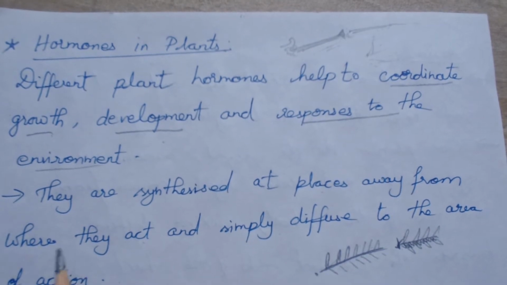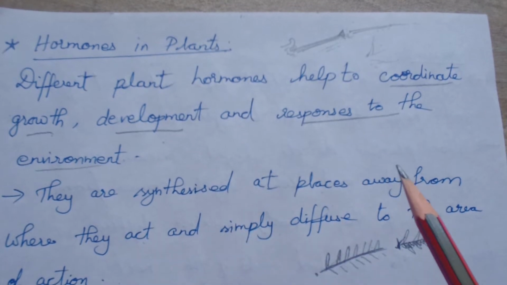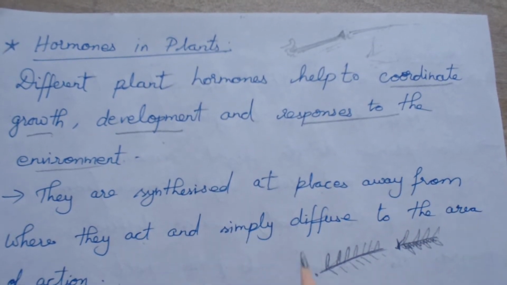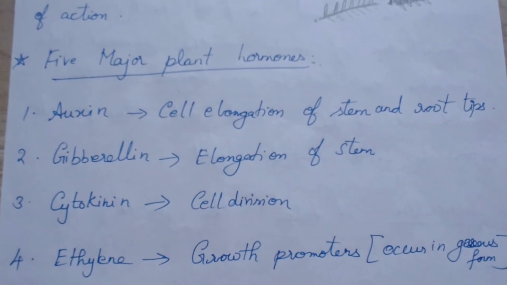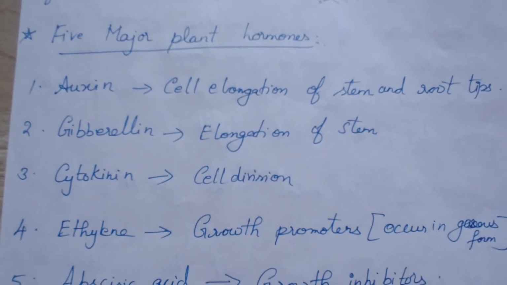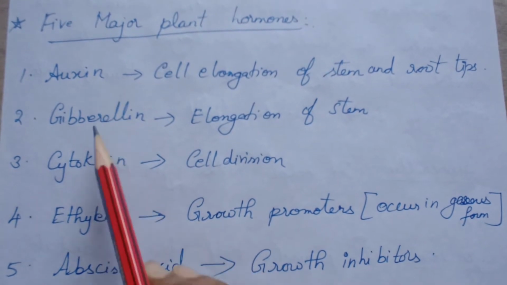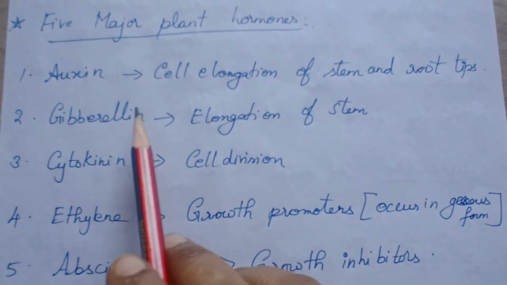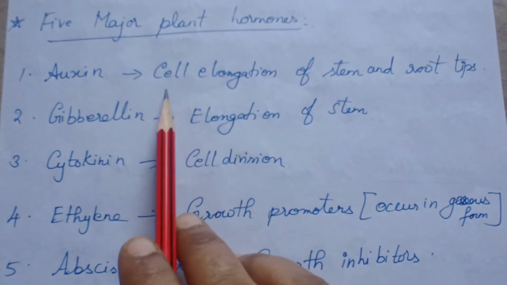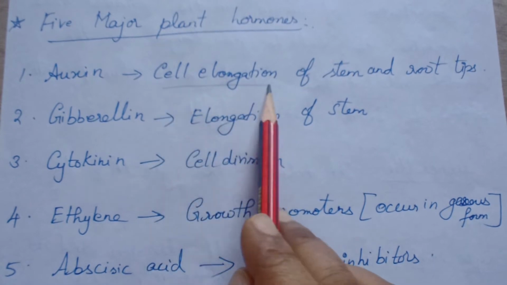Hormones are produced at a place and moved to wherever they are required by the process of diffusion. So we are going to see the five major plant hormones: auxin, gibberellin, cytokinin, ethylene and abscisic acid. Okay, auxin helps in cell elongation.